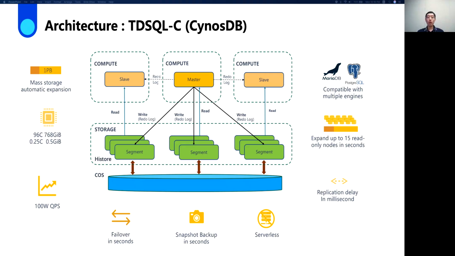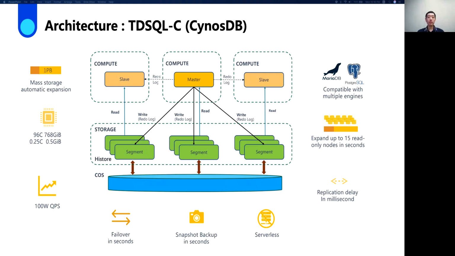There are still 1 master and multiple slave nodes there, but the biggest change is that the computing and storage layers are decoupled right now. Instead of replicating to the slave node by the binlog in the classical MySQL cluster, TD-SQL-C replicates by the redo log, which represents how data page is changed, and the performance is much better compared with the original one.